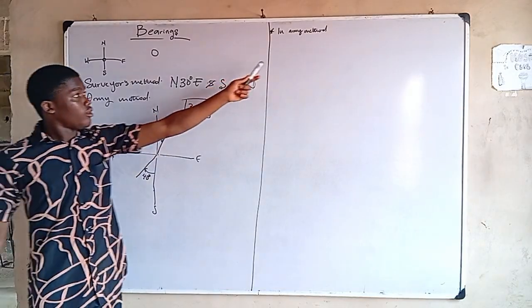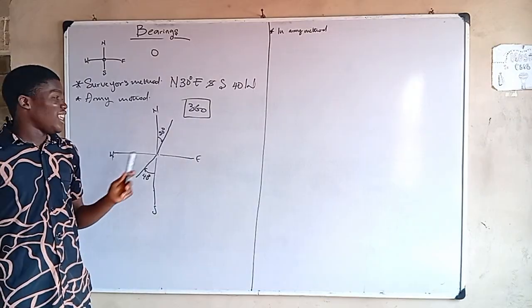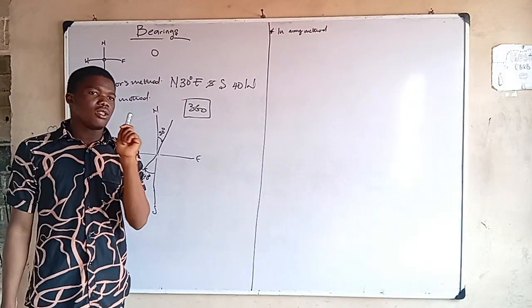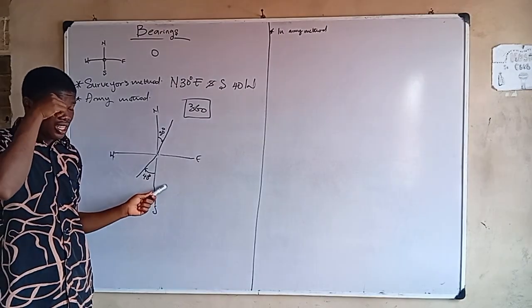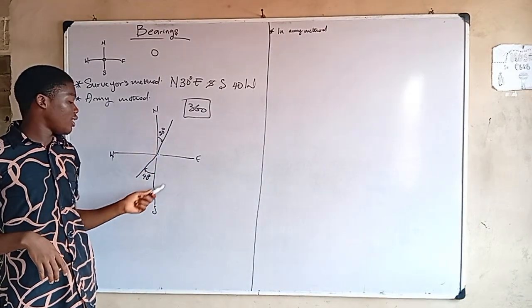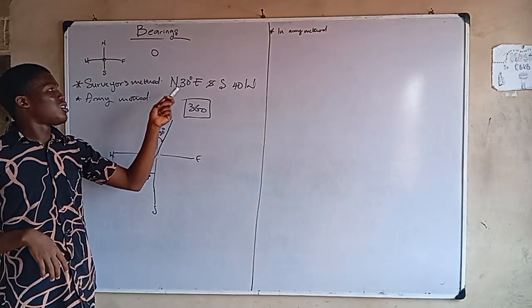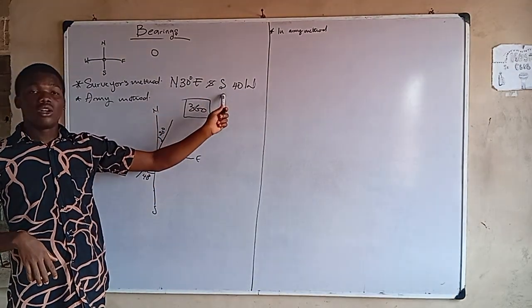In the surveyor's method, it can start from the principal points. It can start from north or it can start from south. These are the main principal points, the major points. We have the north side and the south side. That's why I say north 60 south. It can be south or north.